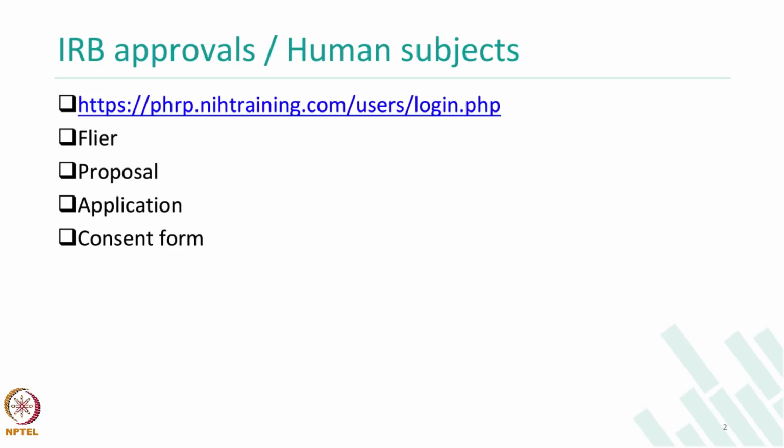IRB stands for Institutional Review Board, but I think in India there is an Ethics Committee, an Ethics Review Committee. There are many different forms of the same entity called IRB. The main purpose of the IRB is to look at the information that you're presenting to them about what study you want to do, what information you want to collect, how you will collect the information, who the end users will be, all of that information.